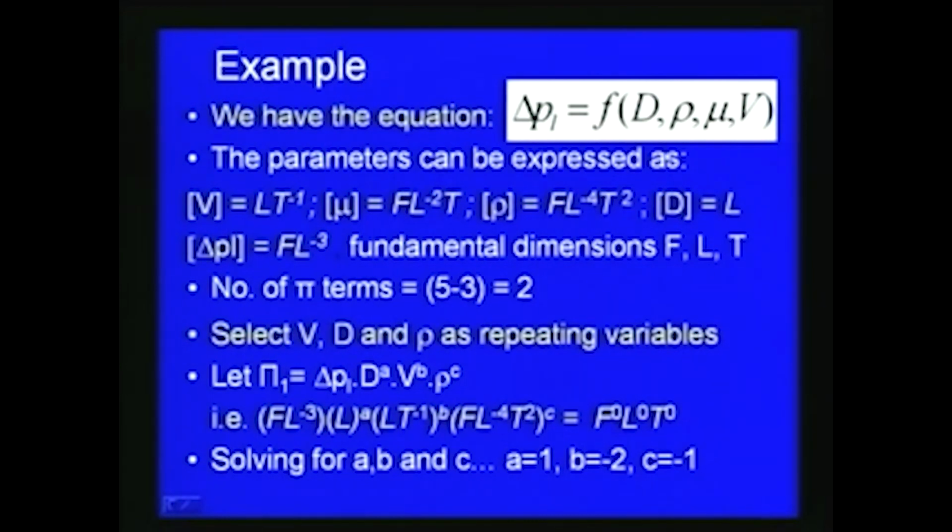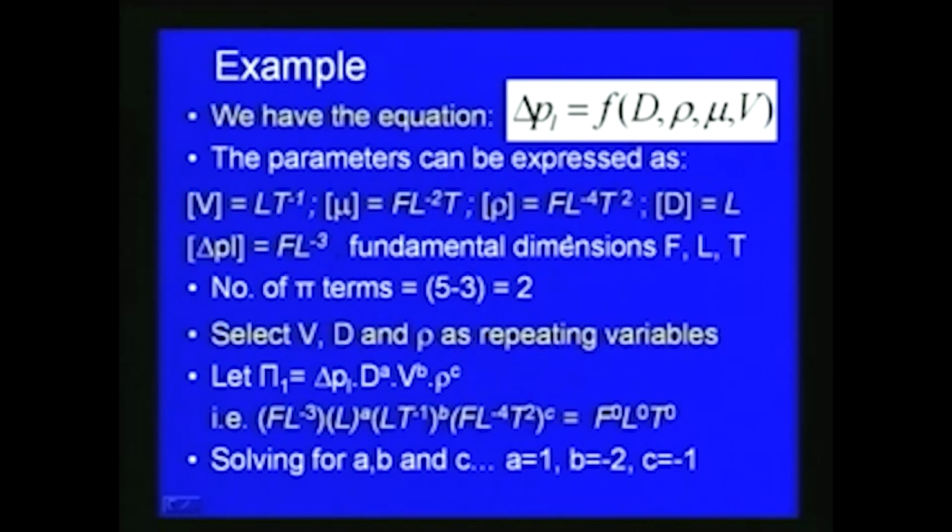The parameters can be expressed, for each variable, in terms of the fundamental dimensions. So, v is represented as L into t to the power minus 1, mu is represented as f into L to the power minus 2, t to the power 1, and rho is represented as f to the power 1, L to the power minus 4, t to the power 2, and d, the diameter, is represented as L. And delta p L, which is the pressure drop, is represented as f into L to the power minus 3.